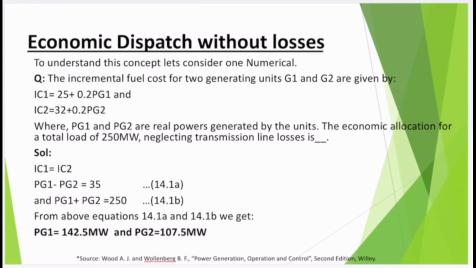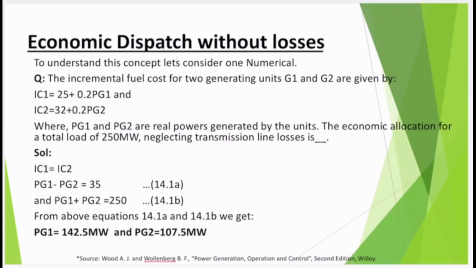Now the equations are given to you: IC1, which is 25 plus 0.2 PG1, and IC2, which is 32 plus 0.2 PG2. Having those equations, my responsibility is to determine PG1 and PG2, the real powers generated by the different units, for the economic allocation of a total load of 250 megawatt. So what is my responsibility? To meet 250 megawatt, neglecting the transmission losses.